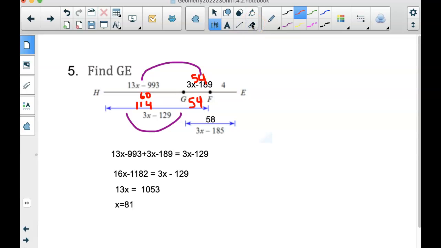Let me erase the extra stuff that we don't need, because that's how I roll. Okay, I'm a little eraser. I'm a little eraser, short and stout. Sorry.